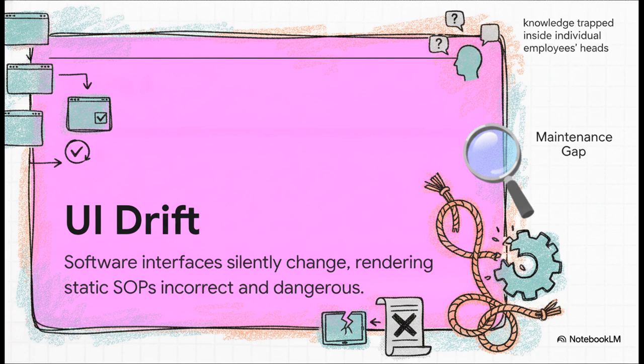And that storm? That perfectly illustrates the core enemy we're fighting here, which is UI drift and the resulting maintenance gap. This is what happens when software interfaces change silently. Maybe a new approval step gets added in Slack, or a mandatory regulatory checkbox gets squeezed into a checkout flow. Crucially, as our sources point out, these process changes often don't even show up in a major code release, meaning no one gets a notification to go review the docs. Suddenly, your static SOPs are partially incorrect, which actually makes them dangerous, and all that vital operational knowledge just stays trapped inside individual employees' heads.